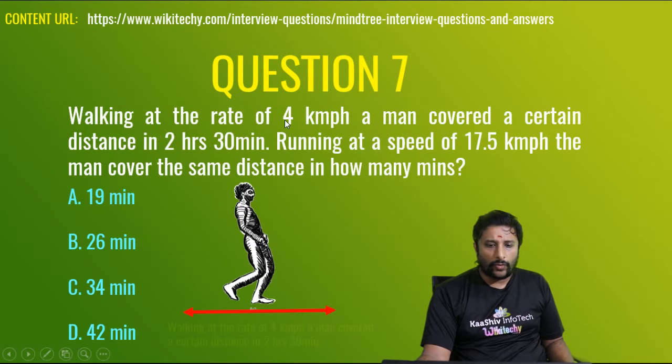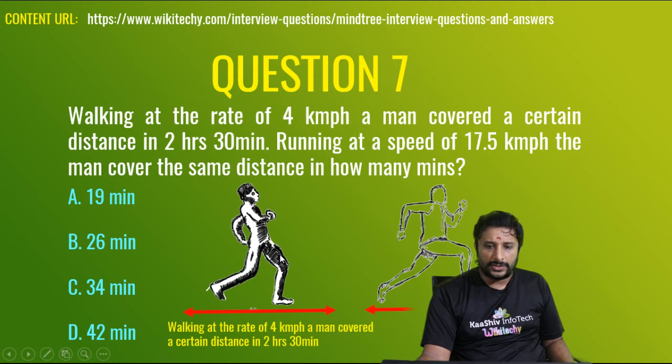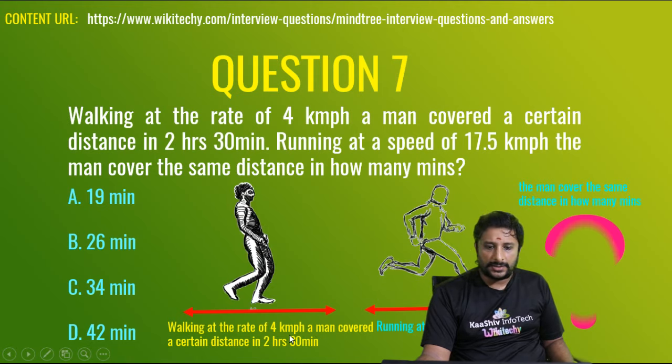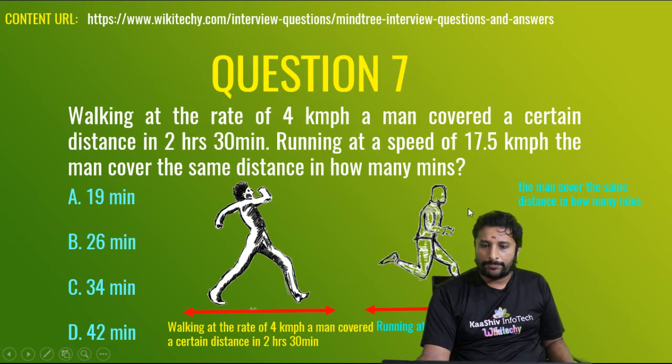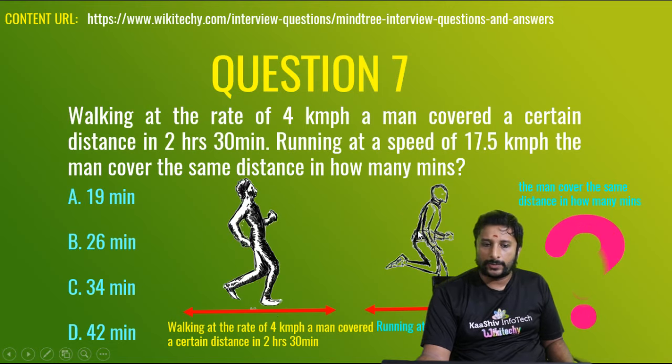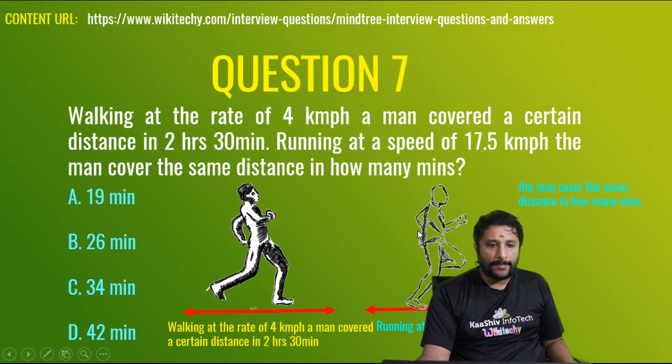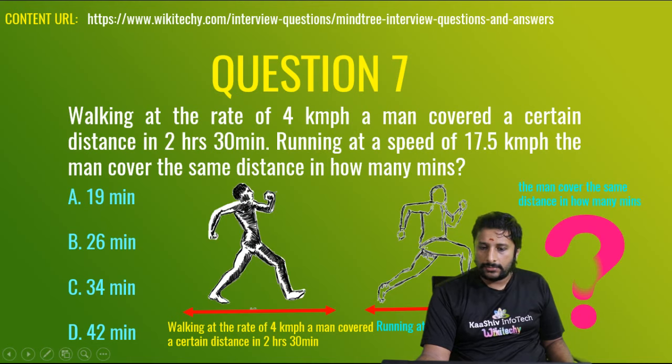Walking at the rate of 4 km per hour, a man covered a certain distance in 2 hours and 30 minutes. Running at a speed of 17.5 km per hour, the man covers the same distance in how many minutes? That's the question.